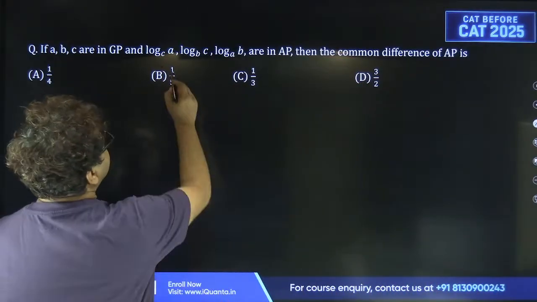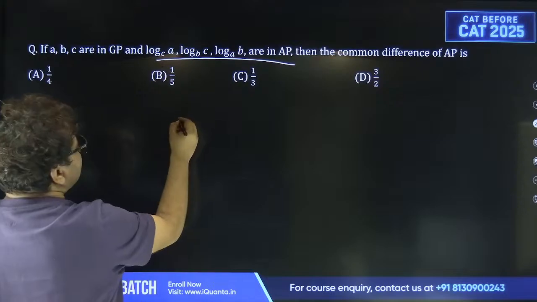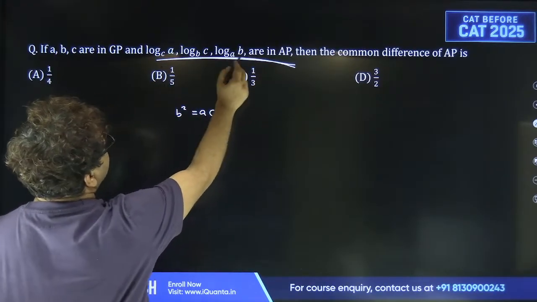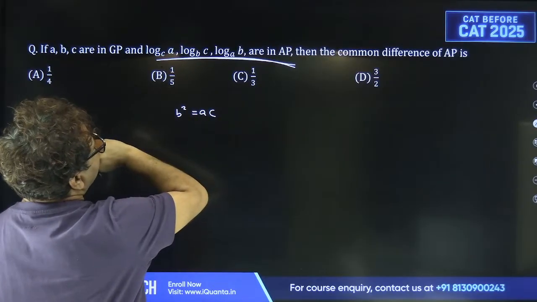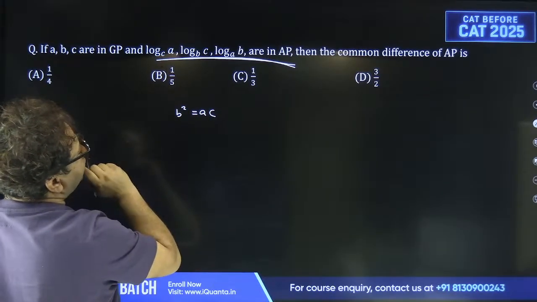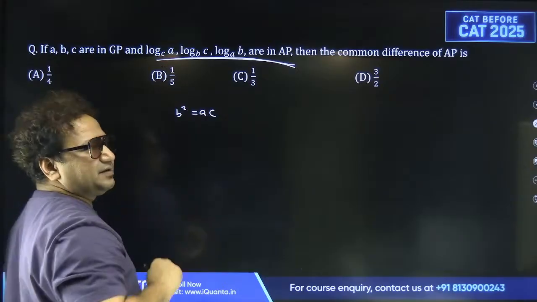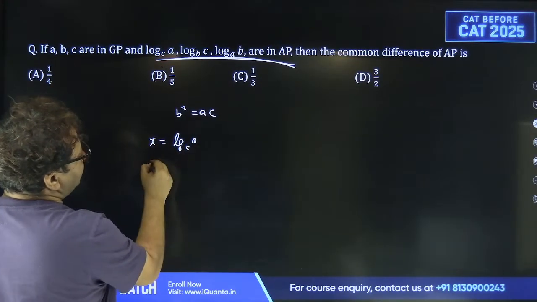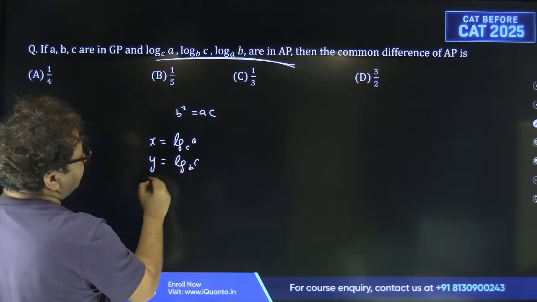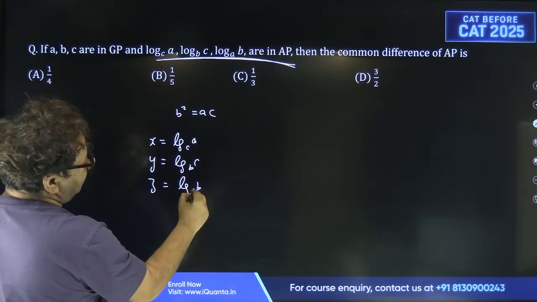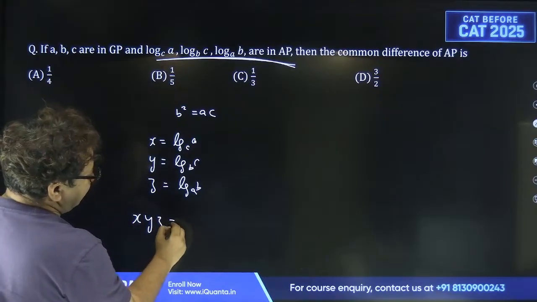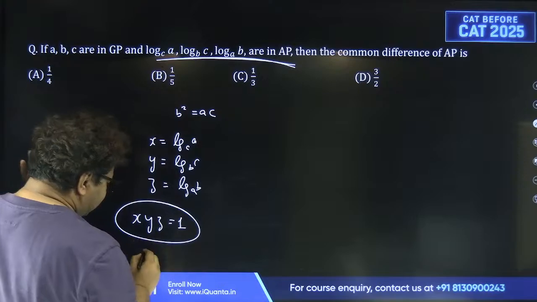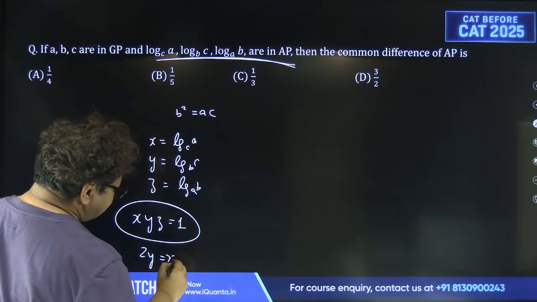ABC are in GP and these are in AP. So ABC GP, that means B square is equal to AC. And these are in AP. What does that mean? If I multiply all of it, what do I get? I get 1, isn't it? So let me say that x is equal to log A base C, y is equal to log C base B, and z is equal to log B base A. If I multiply it all, x, y, z, I'll get 1, isn't it? Also, it says there in AP, which means 2y is equal to x plus z.